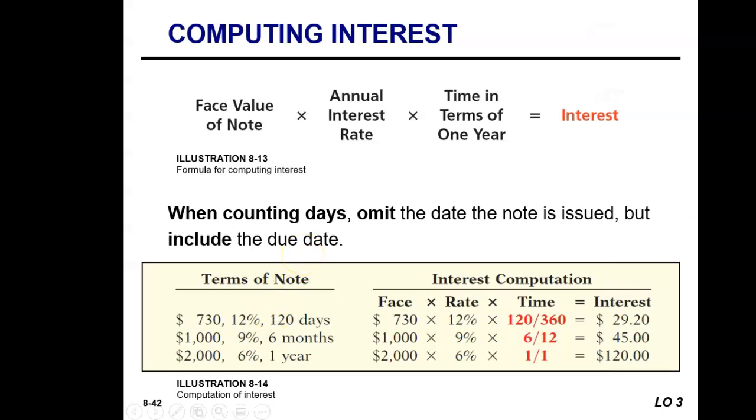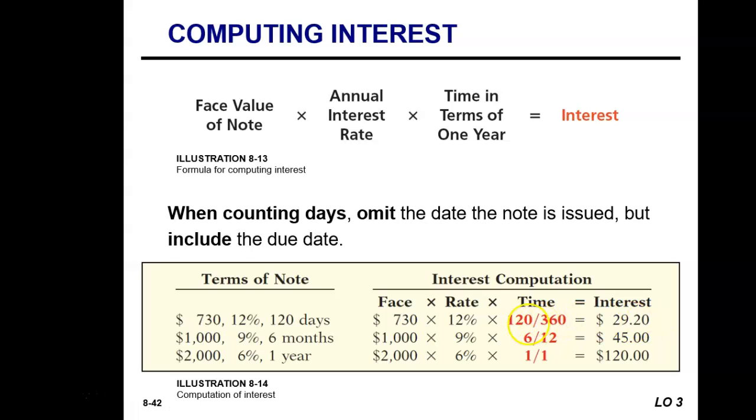So here, to get the interest, you take the face value of the note times the annual interest rate times time in terms of 1 year. So let's say a note has a face value of $730, 12% is the annual interest rate, and the note becomes due in 120 days. Now, from an academic standpoint, when we have time in terms of days, we take the days and divide by 360, only because it's easier to do the calculation with 360 compared to 365. So in this situation, you take the face value times the rate times time, 120 over 360, and this shows the accrued interest on this particular note.